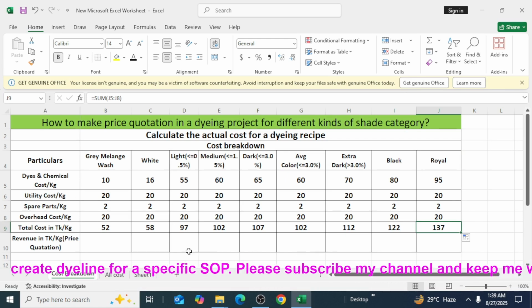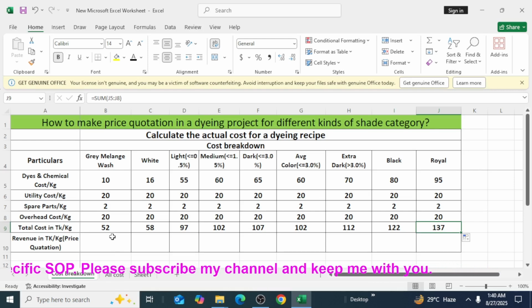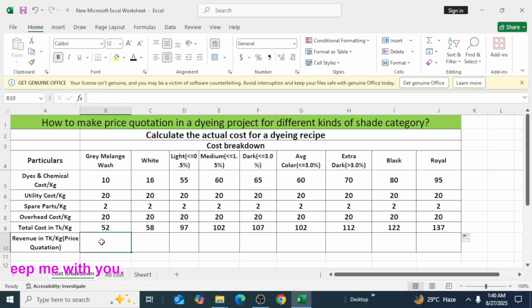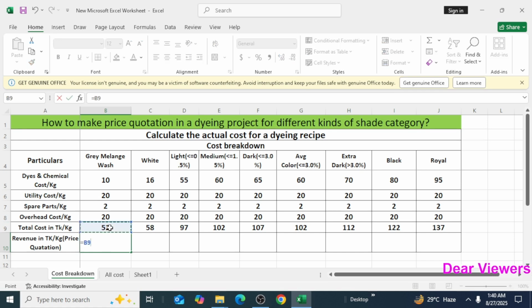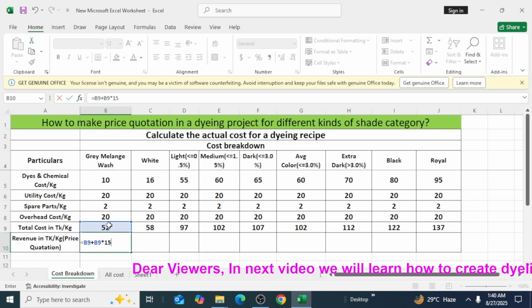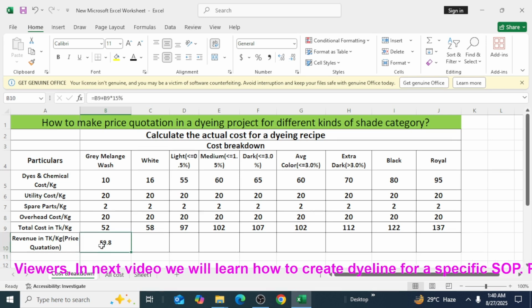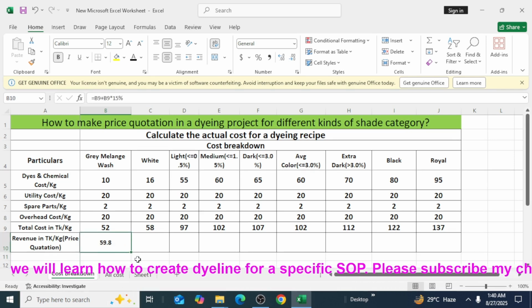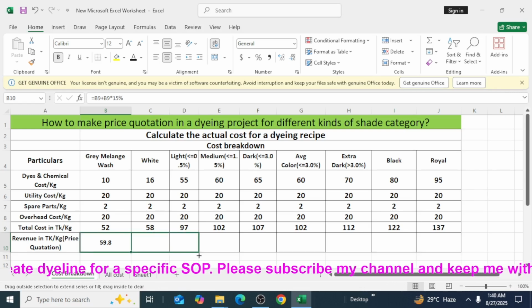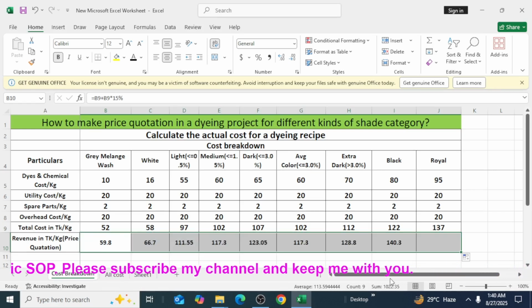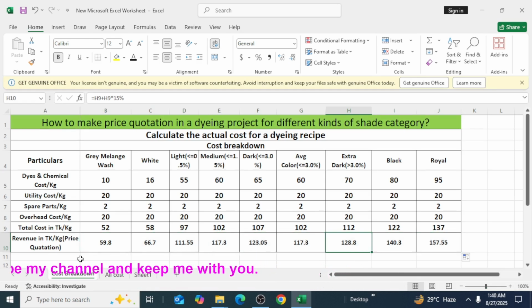Now if you want to profit 15% for each category, your price quotation will be equal this amount plus 15% on this amount. That means 59.8 taka. In this way others price quotation will be these amounts. You can take any round figure for each category.